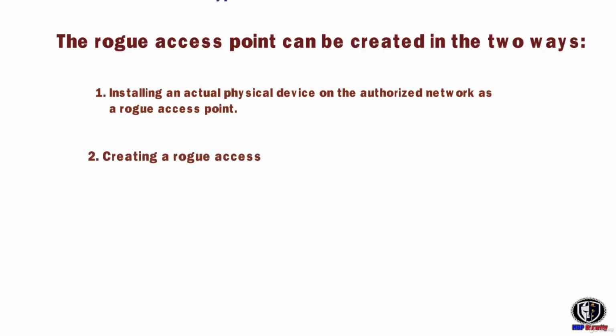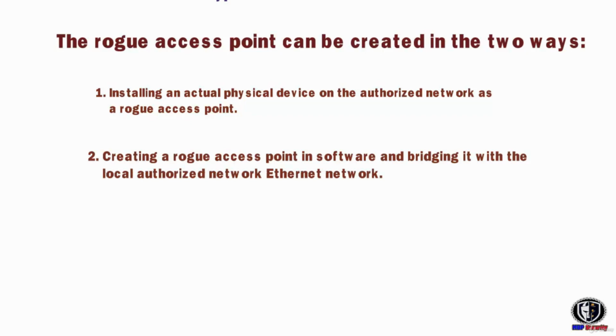Next, creating a rogue access point in software and bridging it with the local authorized Ethernet network. This will allow practically any laptop running on the unauthorized network to function as a rogue access point. I wanted to provide a high-level overview of what a rogue access point could do. So that's it in this video lecture, and in the next video we will see how to create an invisible rogue access point.